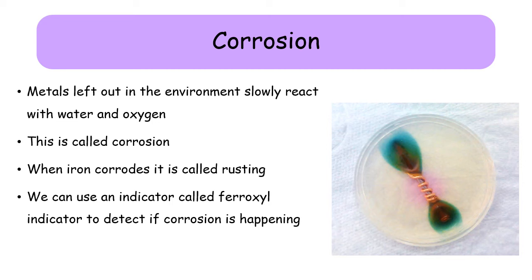And if we look really closely, we can see that the nail has already rusted. It's formed that orangey colour. Whereas if we look really closely, not at the golden spiral in the middle, but between the bits that are spiraled round, we can see that the nail is still silver in the middle. So it hasn't rusted, but the end parts have rusted, and it's turned that ferroxyl indicator a blue or blue-green colour.